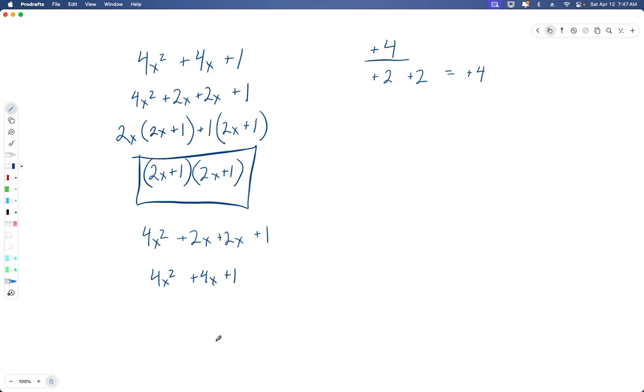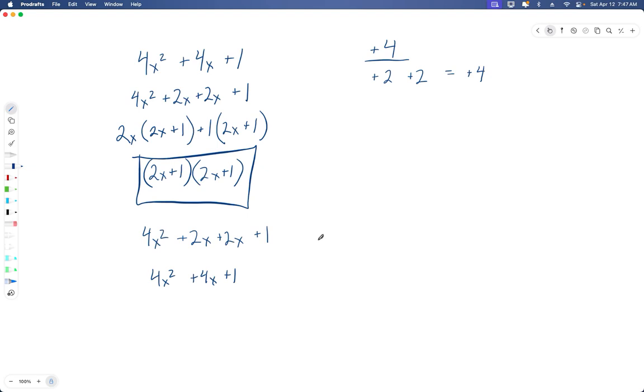But in order to factor it, we had to break this middle term into two different numbers. Otherwise, we would not have been able to do it, because this x squared normally doesn't have a number in front of it, but because it does, that's what we have to do in order to break it down.